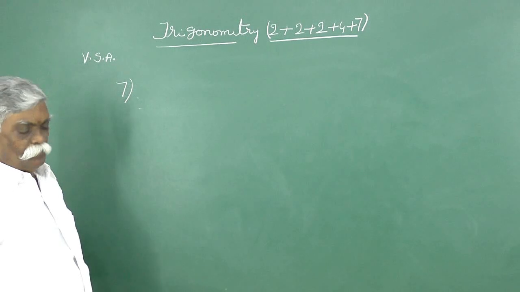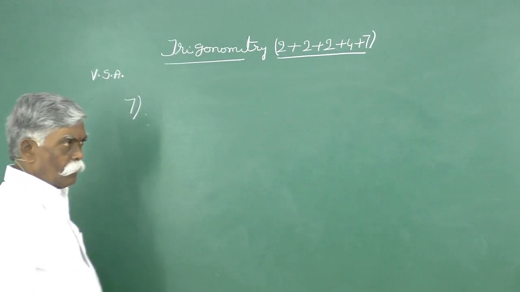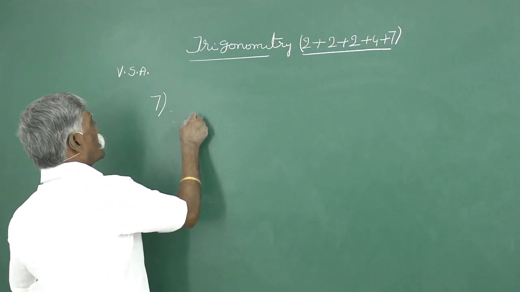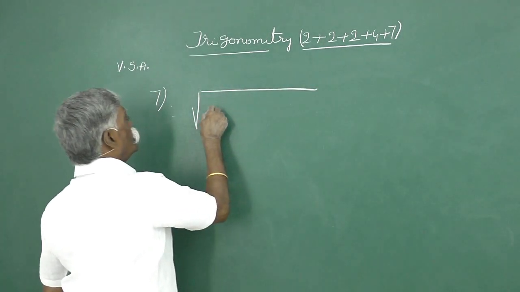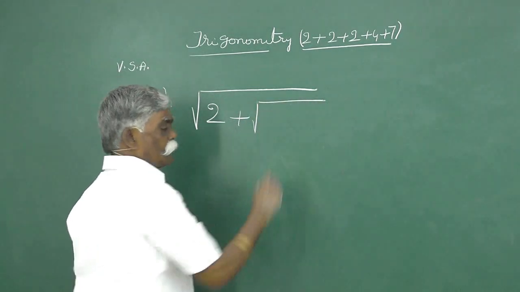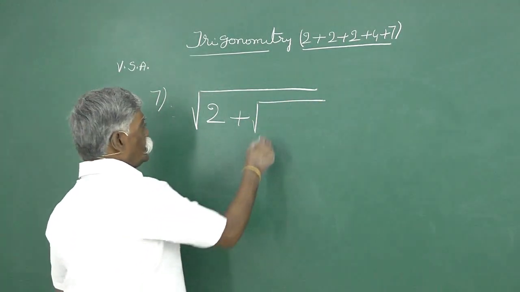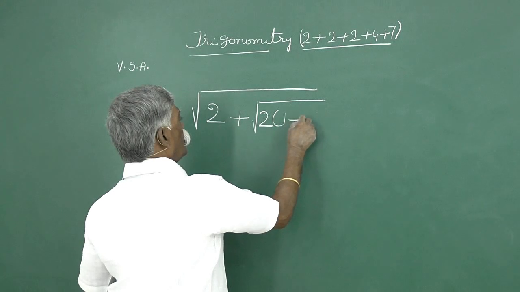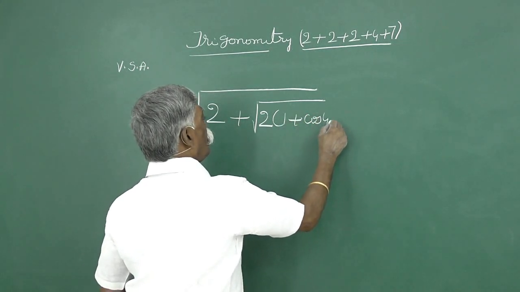Now the next problem. Square root of 2 plus square root of 2 into 1 plus cos 4 theta.